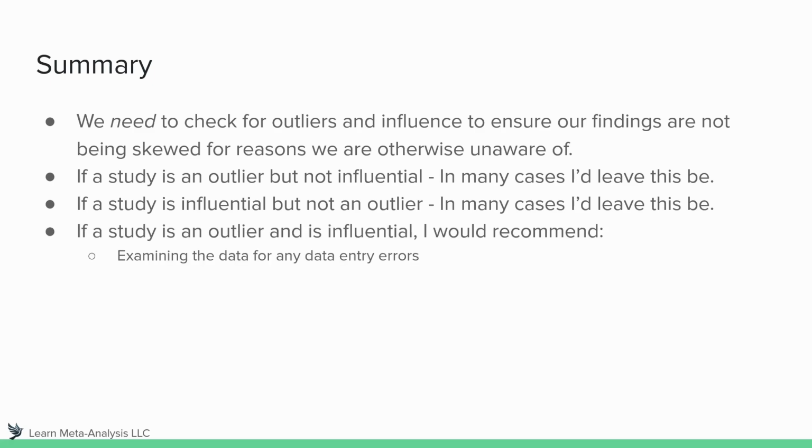Okay, so what do we do if a study is an outlier and is also influential? Here's what I would recommend. First and foremost, examining the data for any data entry errors. This is what I do regardless of if a study is an outlier or if it's influential individually. I always go to this first because data entry errors happen. We're human. It happens. We make mistakes. We fix them, and then we move on.